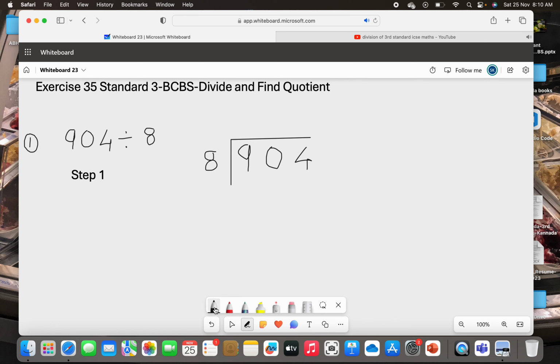See, there are 3 digits. Yeah, it's 904 to be divided by 8. The rule is, see if the first digit is greater than the divisor. Okay, the first digit is greater than the divisor. So 9 is greater than 8. Just write down 9, 8 times 1 is 8.